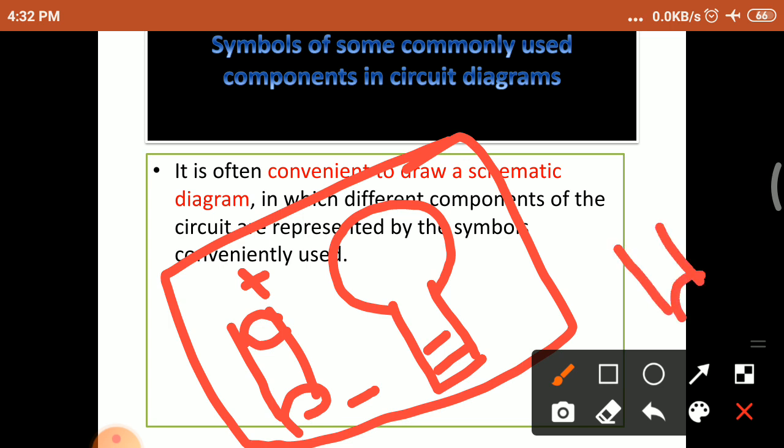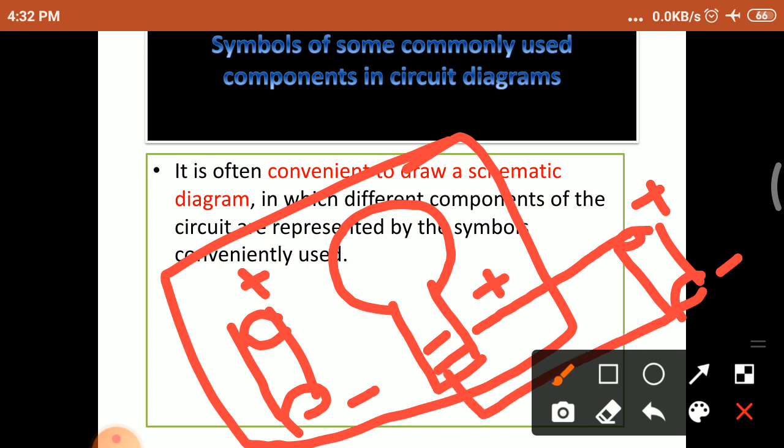The cell: positive, negative, and the wire is connected to the bulb, positive and negative. So using the components, we can't draw the schematic diagram. Using the symbols, we can draw the schematic diagram.